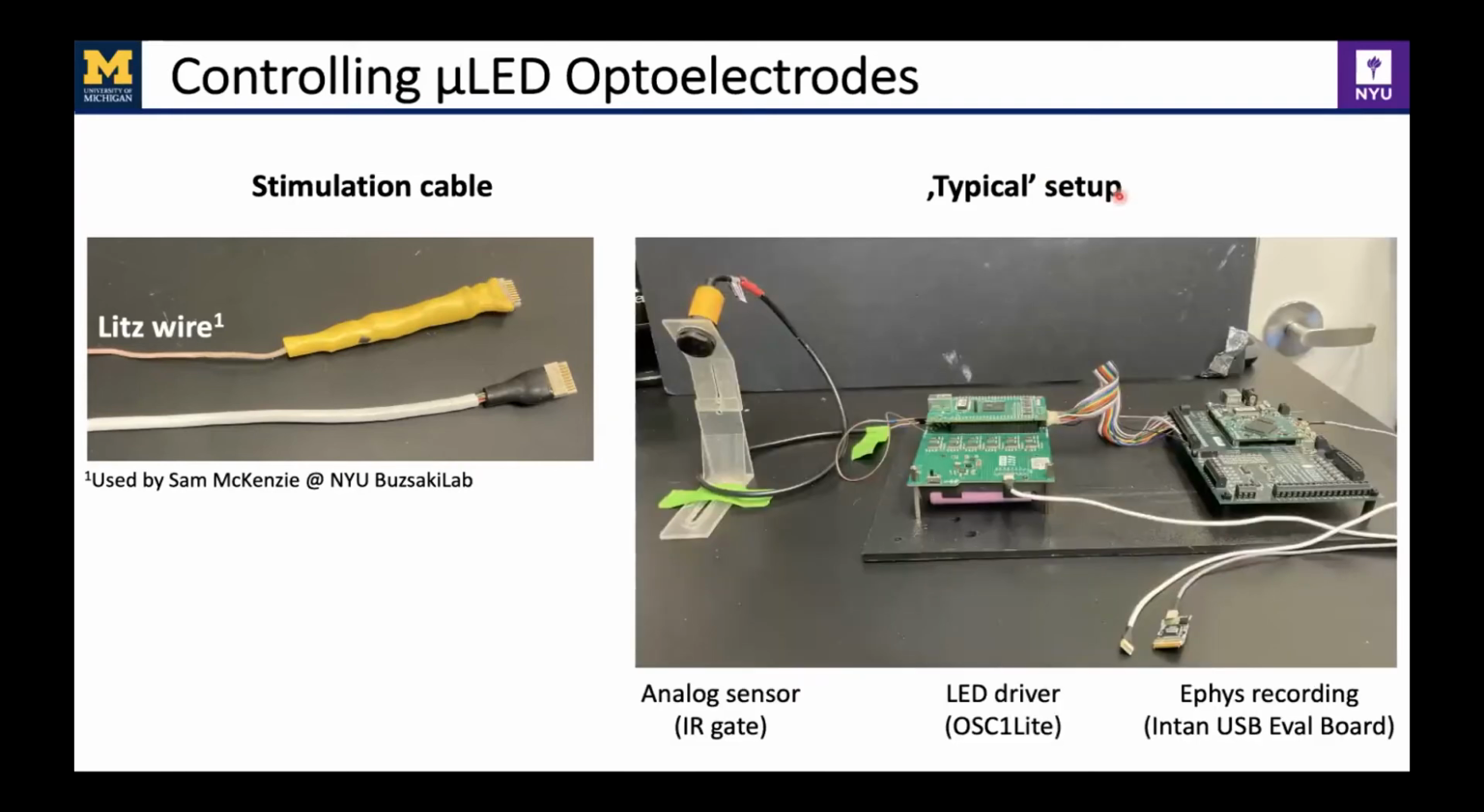And just to show you a typical setup, here you can see an IR sensor. When the animal, let's say, runs in front of this IR sensor, the sensor can trigger the current driver, and then this current driver can send a current pulse to the micro LED probe, and also a trigger to your recording device. So everything is synchronized, and then you could record your neuronal activity using, again, whatever extracellular system you have.